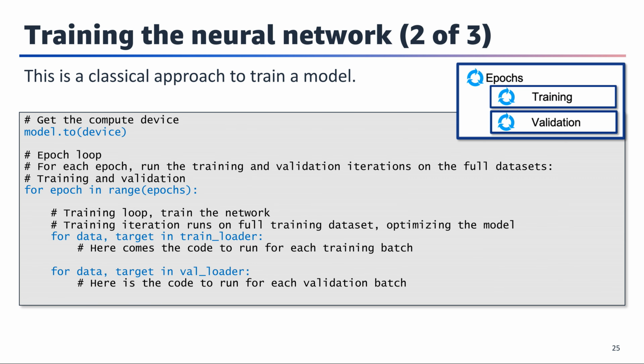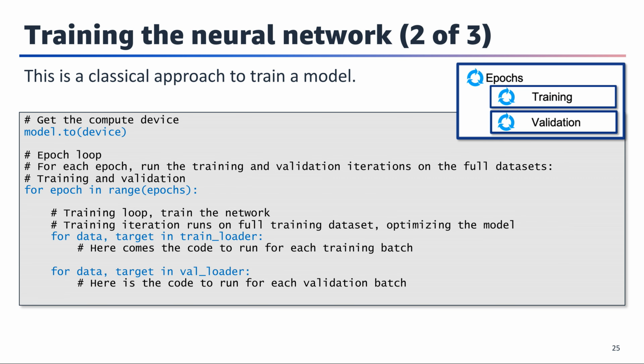This is a classical approach to train a model. It starts by getting the compute device for the model. Then, it enters an epoch loop where training and validation iterations are run on the full datasets for each epoch. The training loop iterates over the full training dataset, optimizing the model for each batch of data and targets from the train loader. Here is where the code to run for each training batch would be inserted.